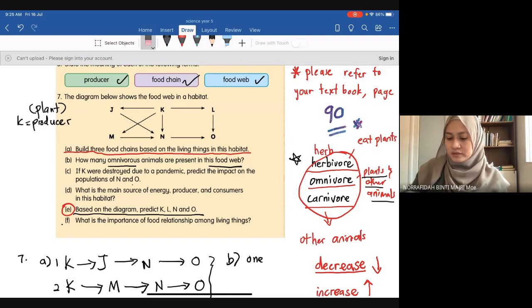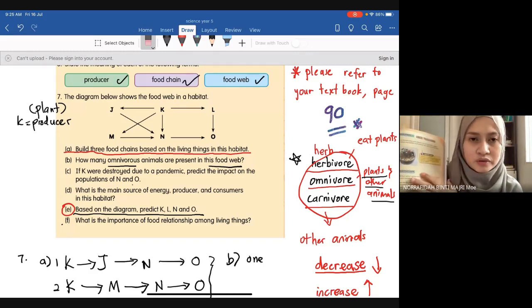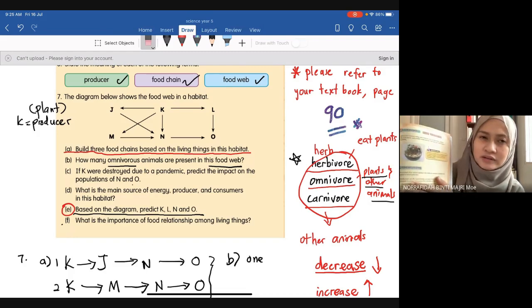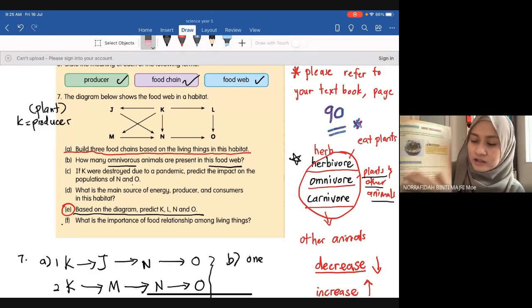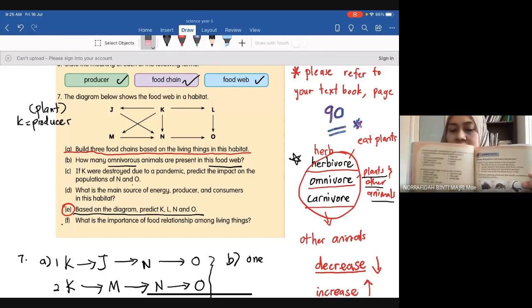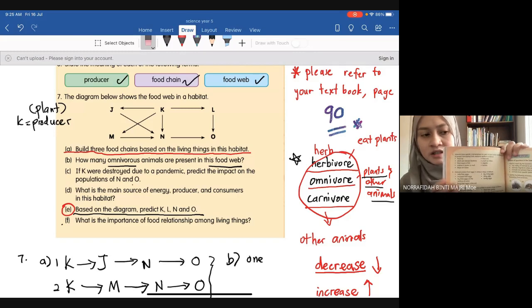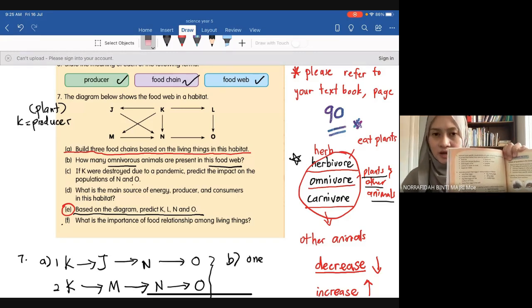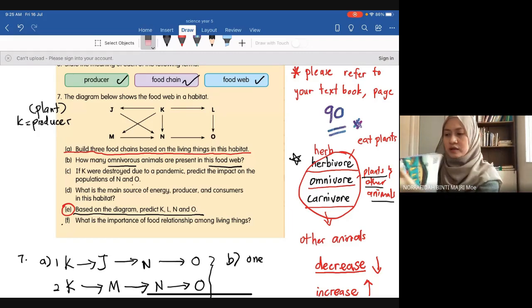Okay, now I want to discuss your textbook with you. If you look at page 89, this one is mind reflection. Mind reflection means short notes on the topics you have learned. Sometimes the answers are in here. So just look, it is short notes on what you are learning. If there is a test, this mind reflection is for you to read.